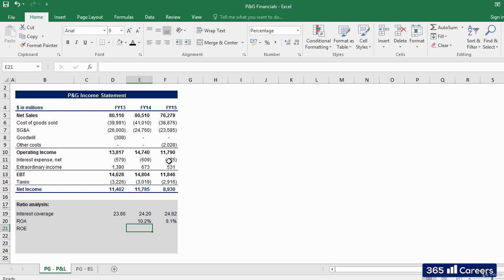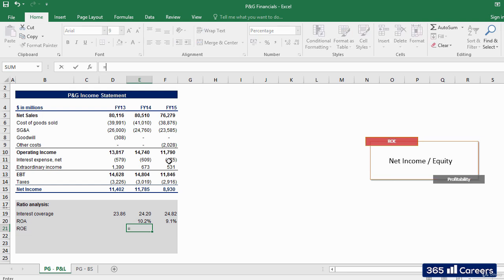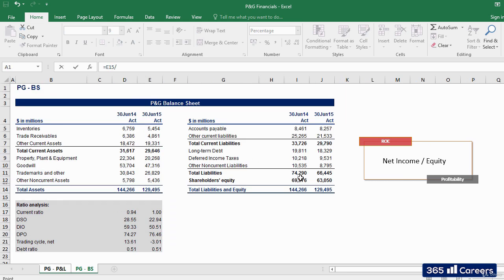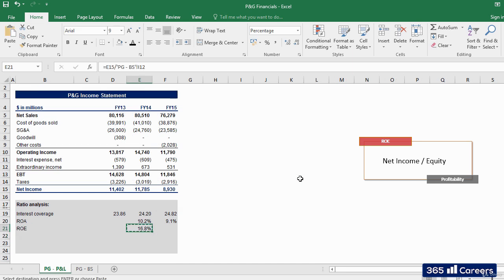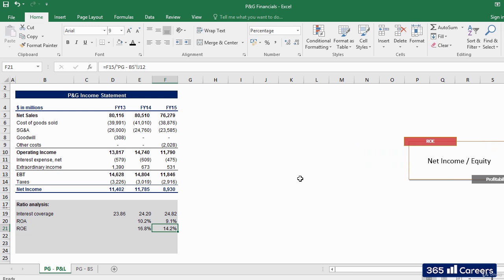Okay, let's calculate ROE. We have to divide net income by owner's equity. In 2014, ROE was equal to 16.8%, while in 2015 it decreased to 14.2%.